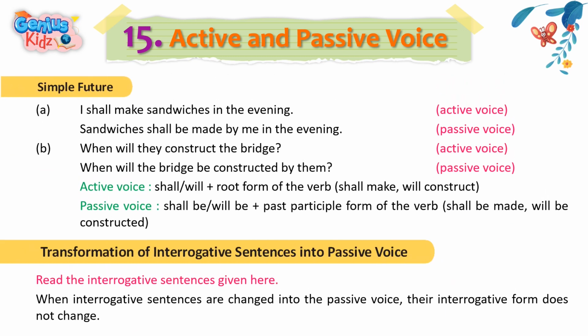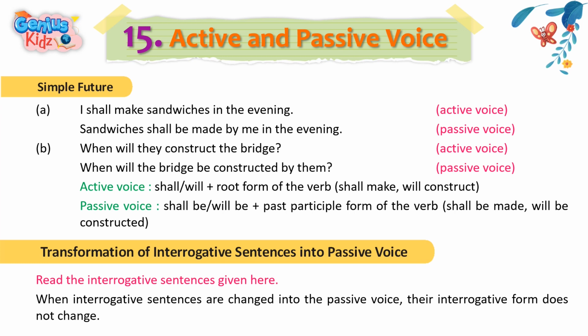Simple future. A. I shall make sandwiches in the evening. Active voice. Sandwiches shall be made by me in the evening. Passive voice. B. When will they construct the bridge? Active voice. When will the bridge be constructed by them? Passive voice. Active voice: shall, will plus the root form of the verb: shall make, will construct. Passive voice: shall be, will be plus the past participle form of the verb: shall be made, will be constructed.